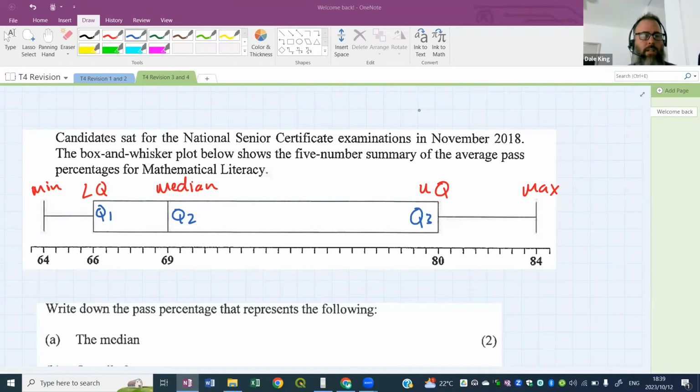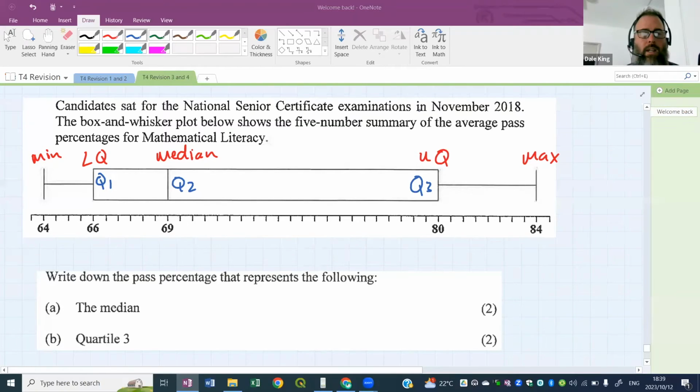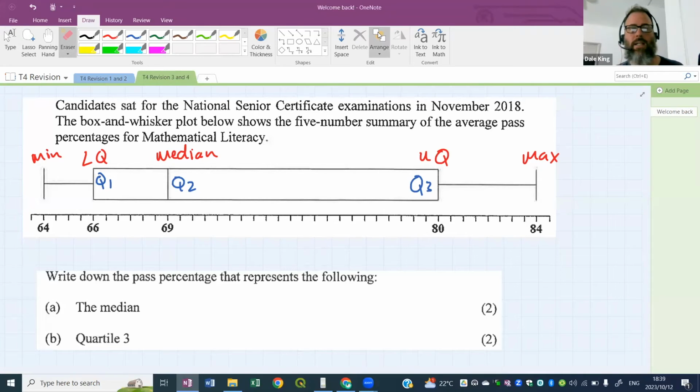All right, let's see what the first question is. It says here, write down the pass percentage that represents the following. The median. Write down the percentage that represents the median for 2 marks. Just write it down. Don't calculate. Write it down. The median.